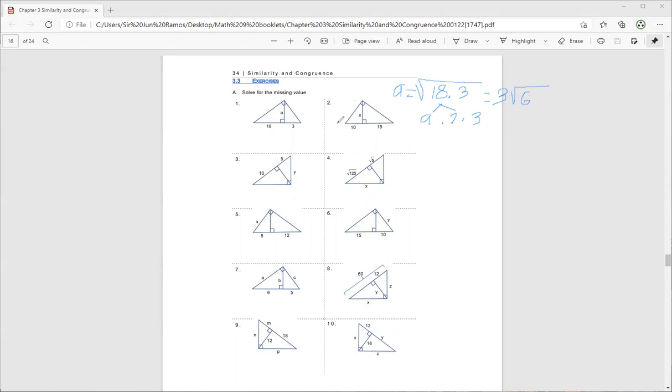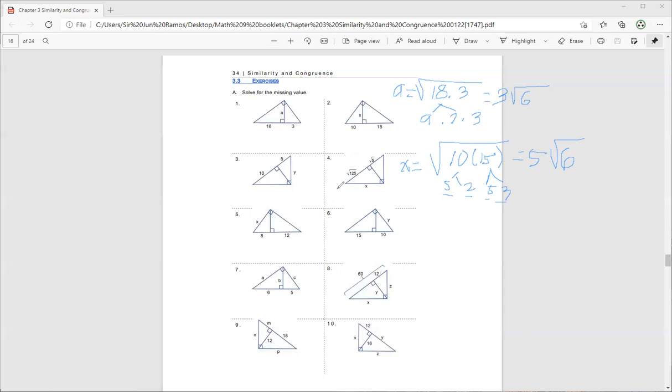Okay? Similarly, how do we do number 2? That's the same thing. X here is the geometric mean of 10 and 15. 10 times 15. Again, instead of multiplying 10 and 15, you get the factors: 10 is 5 and 2, and 15 is 5 and 3. And from there, you can get a perfect square in 5, so it can go out. That's a 5. And then we have the square root of 6, the product of 2 and 3. So x is 5 square root of 6.